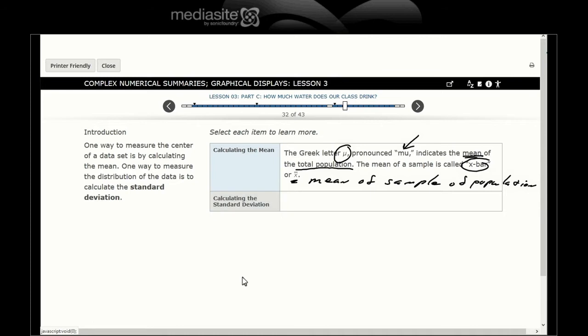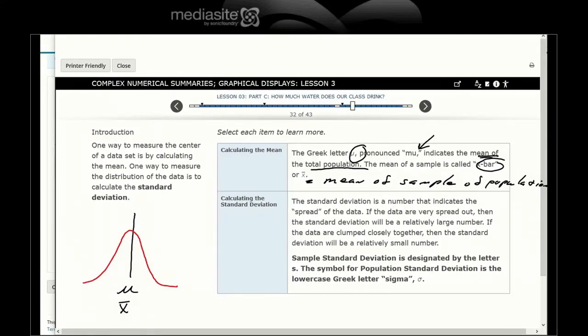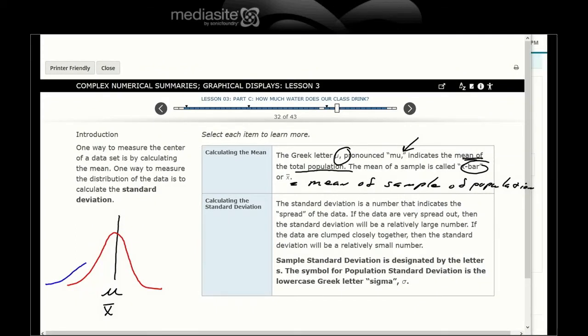And we have standard deviation. Standard deviation is an indication of the spread, how tight the data is or how spread out the data is. So the mean is the center, or it could be x bar, and whether the data is real tight or spread out is defined by your sigma.